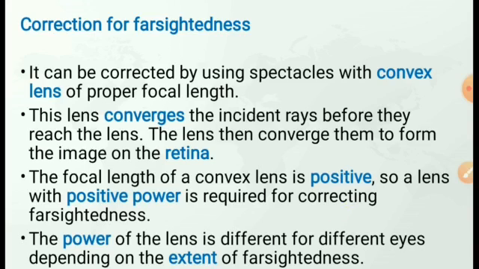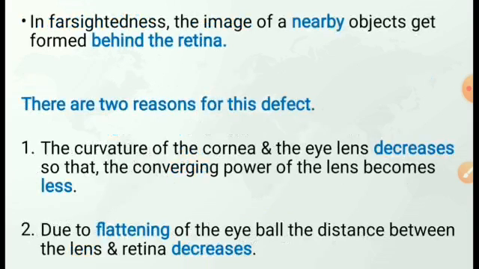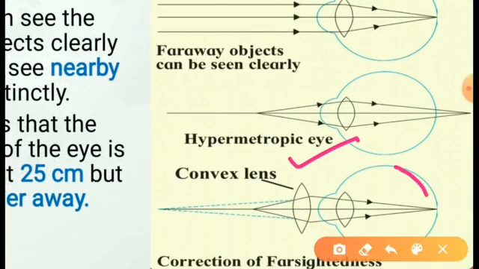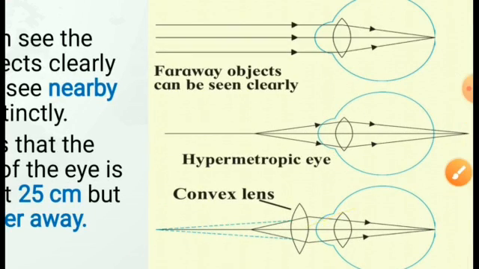Correction for farsightedness. It can be corrected by using spectacles with convex lens of proper focal length. This lens converges the incident ray before they reach the lens. The lens then converges them to form the image on the retina. You can see here in this picture we have used the convex lens and this is the retina and the image is formed on the retina.